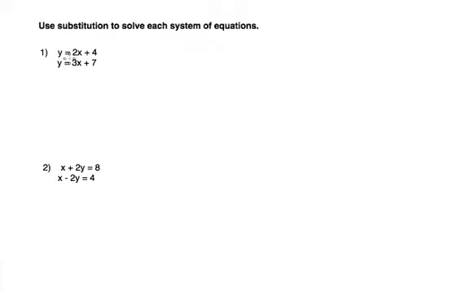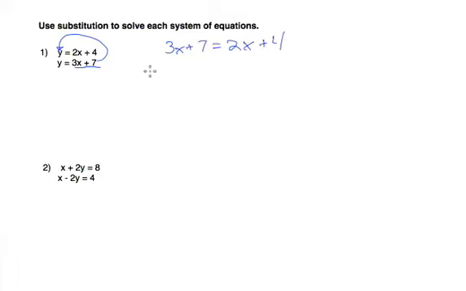Okay, number one, y equals 2x plus 4 and y equals 3x plus 7. Well, we've already described y in terms of x both times, so all we need to do is substitute one expression in for y in the other equation. So I'm going to take 3x plus 7, and since y equals that, I'm going to plug it in to y right there. So I'm going to rewrite this equation as 3x plus 7 equals 2x plus 4.